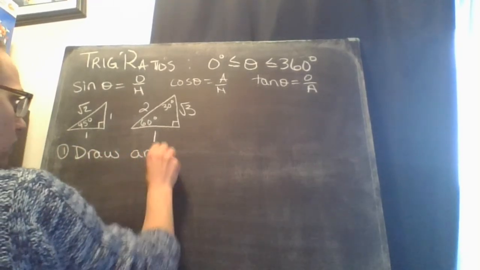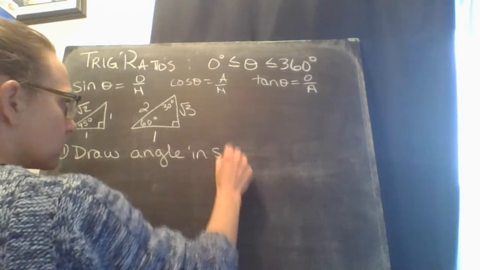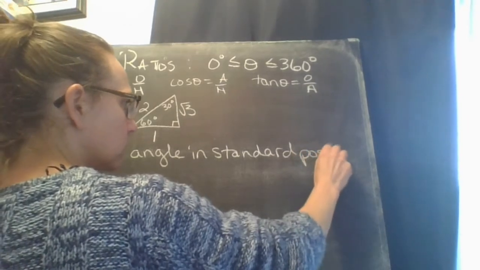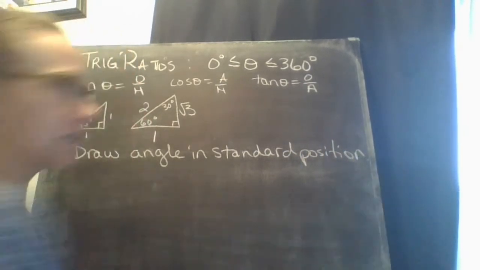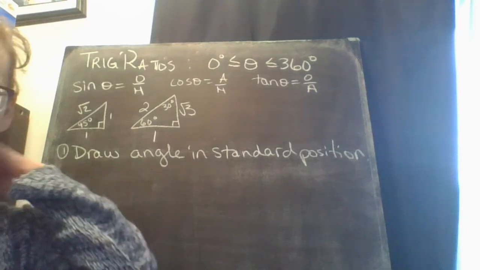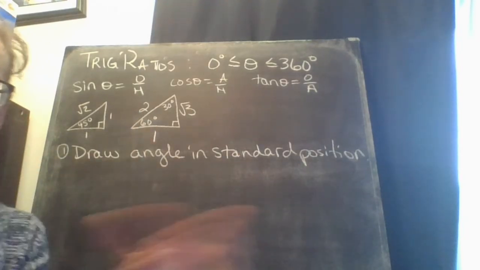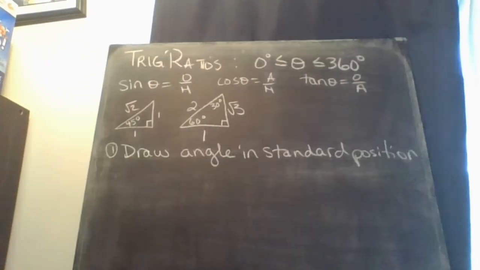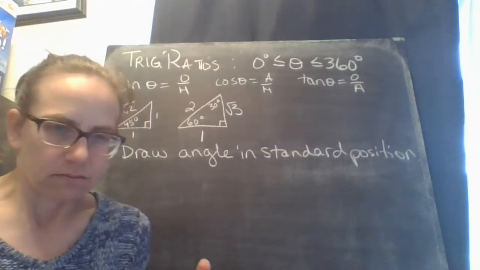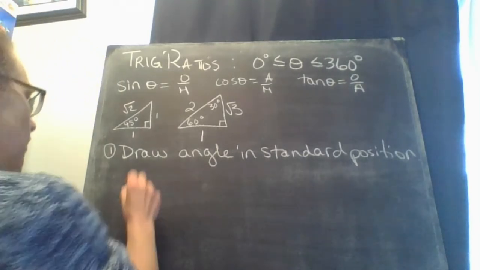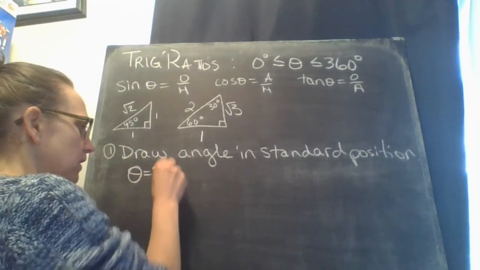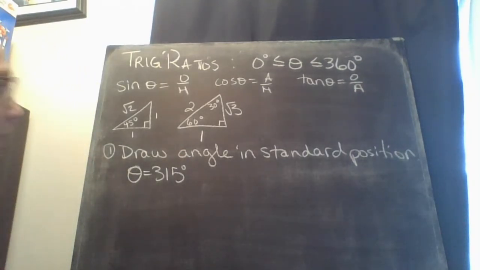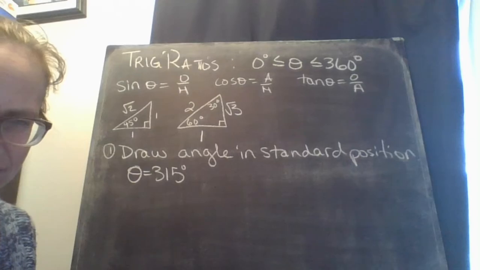Step 1: Draw an angle in standard position. So what does this mean? We could do it very abstractly, and I have another video for abstract, but let's just stick with examples today. Okay? I think it might help to keep it less crazy. So let's look at the angle 315 degrees. Okay, so where is 315 degrees?